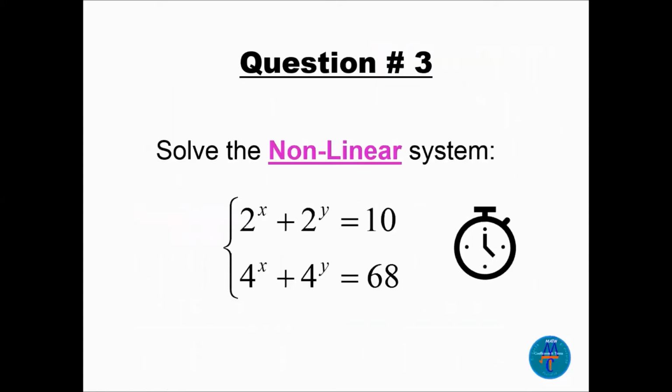All right, let's see question number 3. The big guy here. Solve the nonlinear system: 2 to the power x plus 2 to the power y is equal to 10; 4 to the power x plus 4 to the power y is equal to 68. Any idea? Now in this one, you need to pause the video and think. Take a piece of paper and pen and try to think, sketch, what can we do to find x and y? We cannot take log on both sides because we have 3 terms. Substitution is not easy. Elimination is not easy. Any idea? Okay, I will start showing you the first slide.